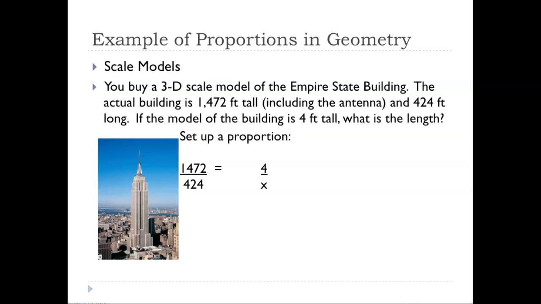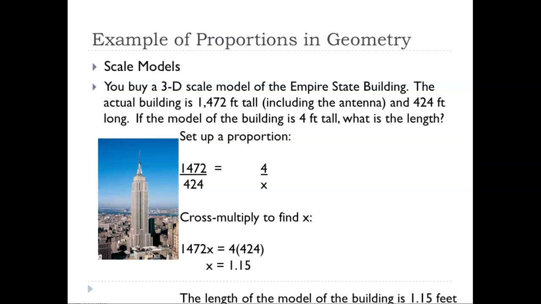Now I can cross multiply to solve for x. So we have 1,472 times x equals 4 times 424. And solving that, we get x is equal to 1.15. So the length of the model of the building is going to be 1.15 feet.